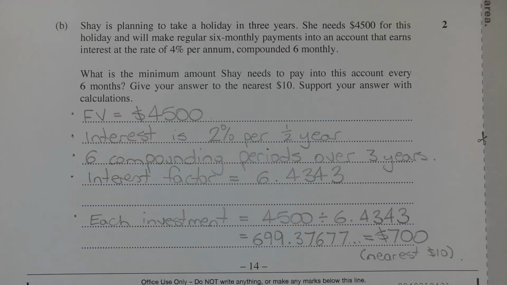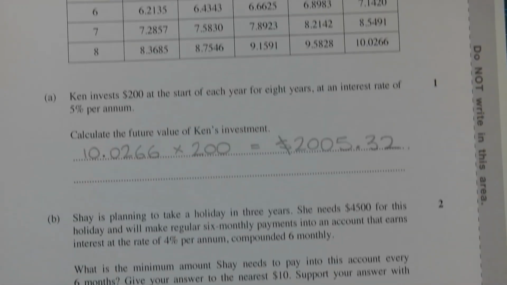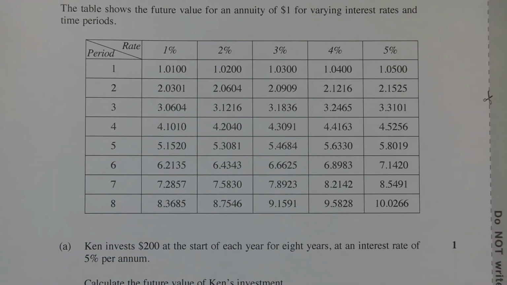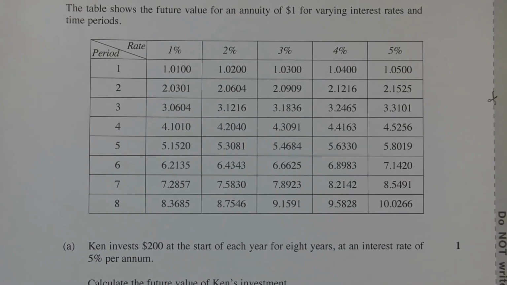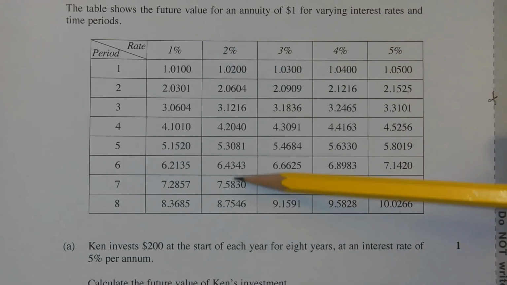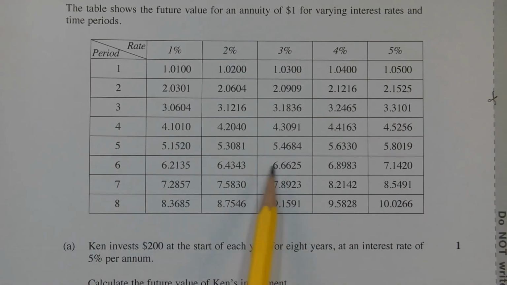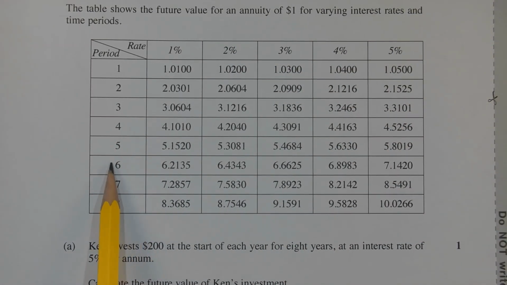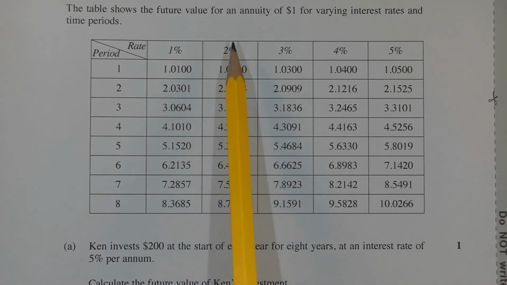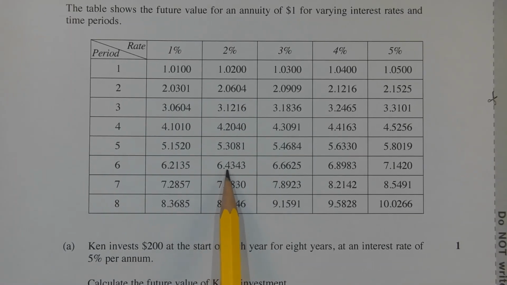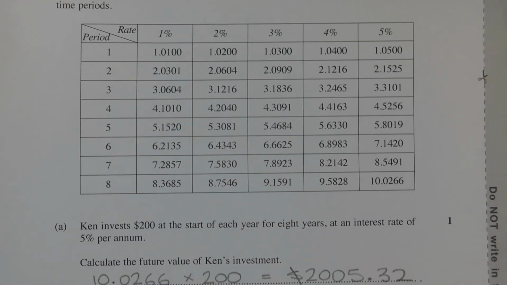Next, we need to find the corresponding interest factor from the table. Now, I've written that here, 6.4343. Let's go back to the table and work out how to locate it. So we want the 2% column, and row 6, since that represents the number of compounding periods over 3 years. And we get this interest factor here where the row and the column meet. So 6.4343, and that's our interest factor.